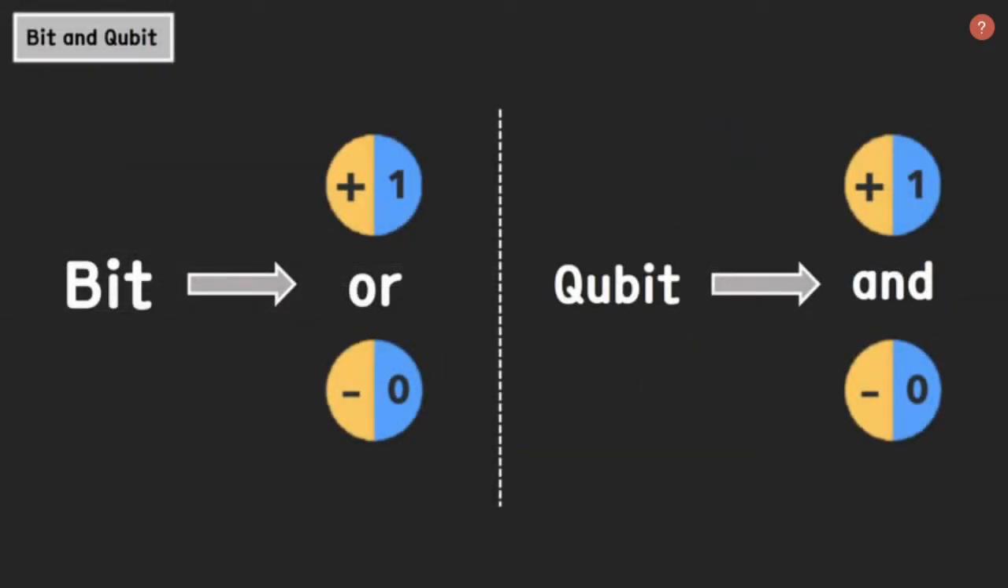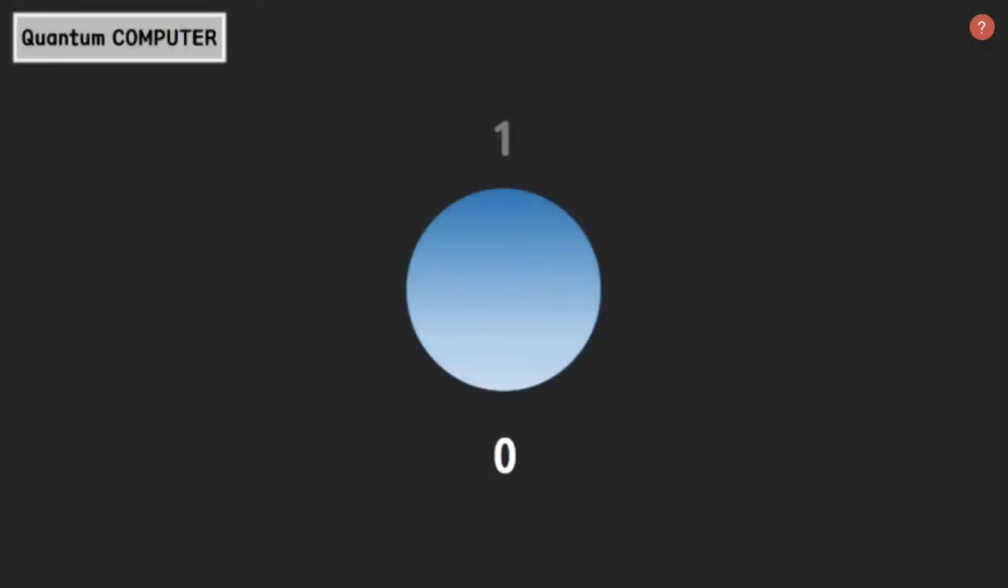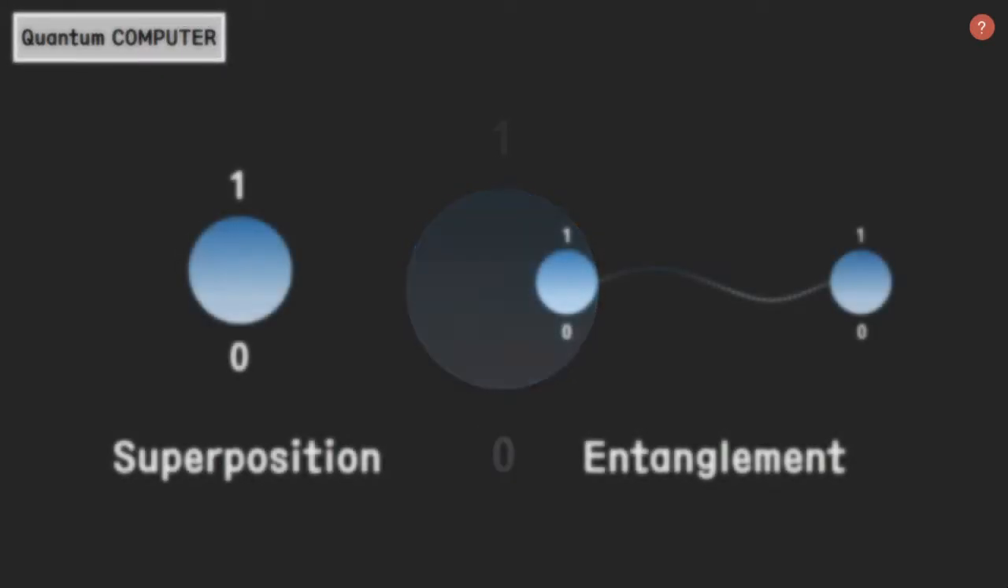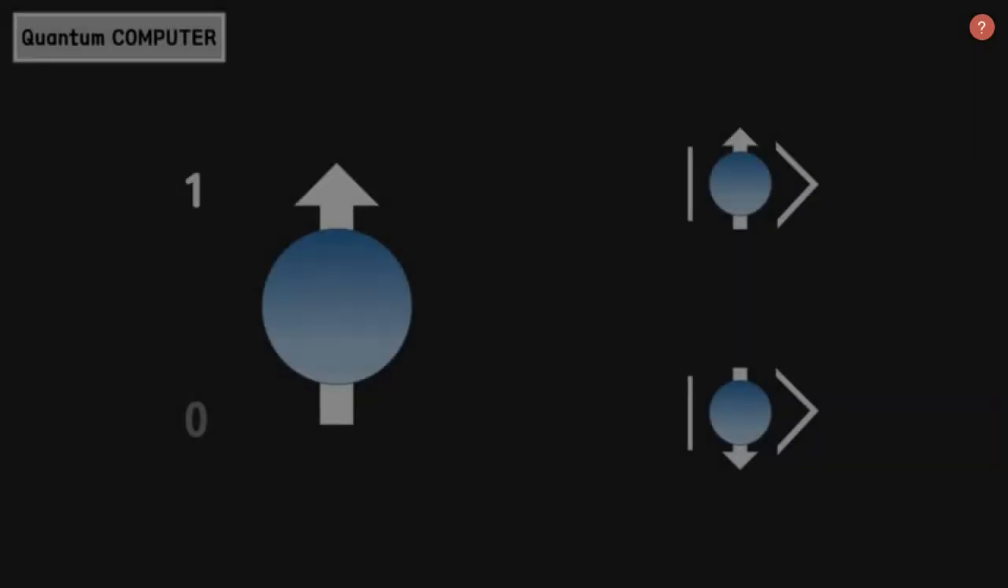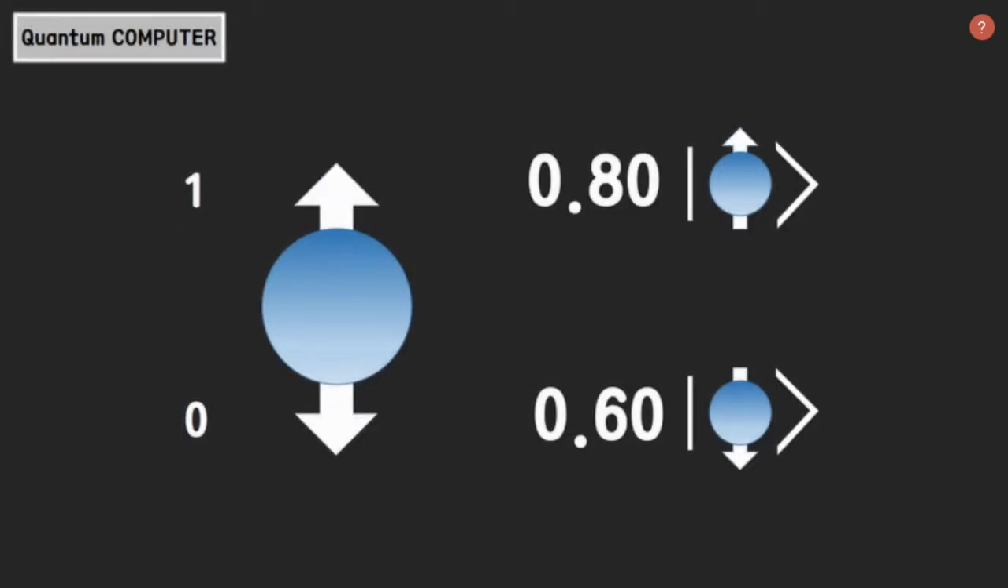Just as classic computers have bits, quantum computers have qubits. This qubit uses two key principles of quantum physics: superposition and entanglement. Using superposition, 0 and 1 can be obtained probabilistically at the same time. This means that each qubit can represent both 0 and 1 at the same time.